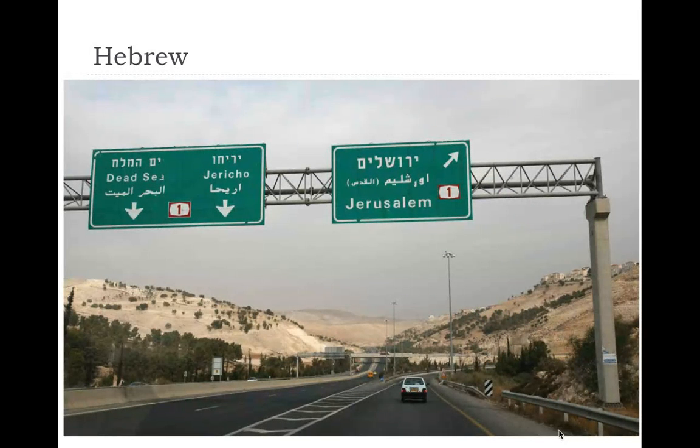There's some of your signs around Israel there. You can see the Hebrew on there. You've actually got three languages there. You've got Hebrew, Arabic, and English on those signs.